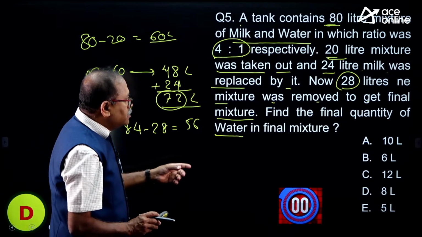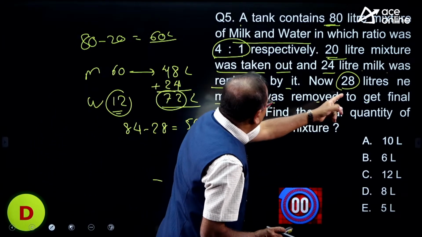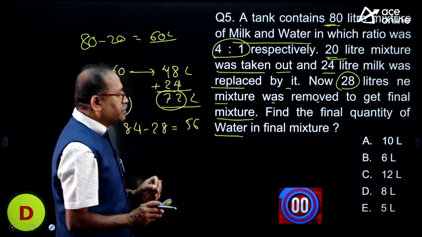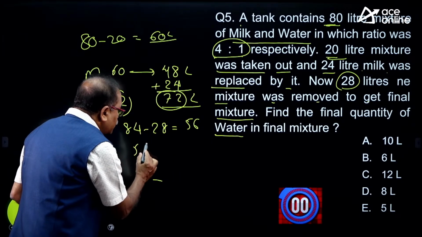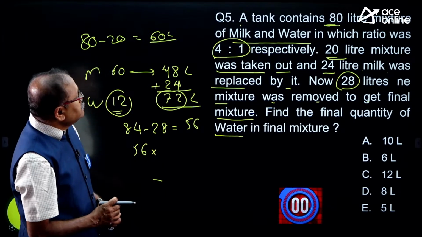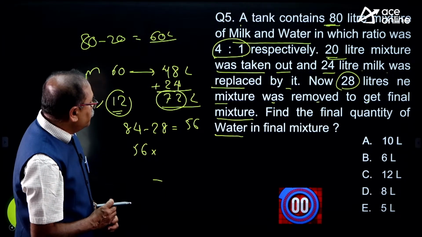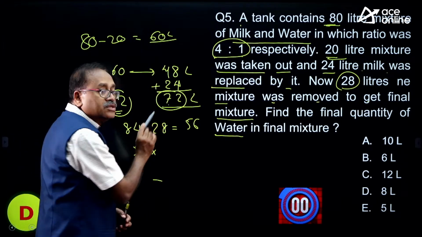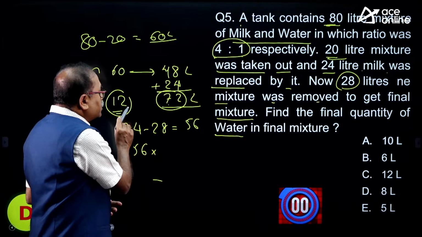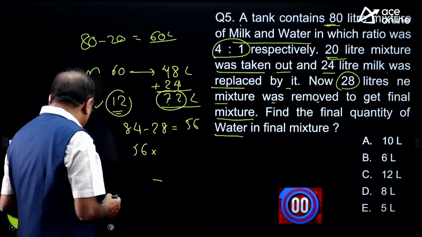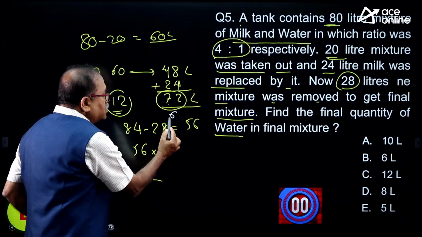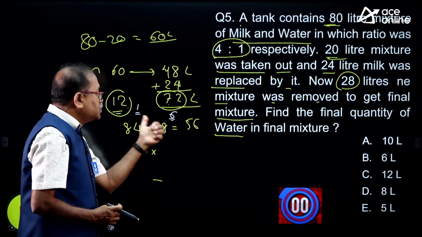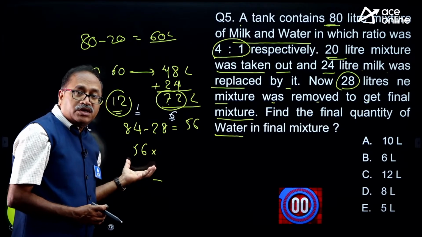Now it says that 28 liters were taken out, find the final quantity of water in the final mixture. So out of this 56 liters, how do I get the water? How will I get the water now? Come on. What is the milk? 72. And how much is the water? 12. So what is the ratio of the milk to water? 6 is the milk and 1 is the water. 6:1.